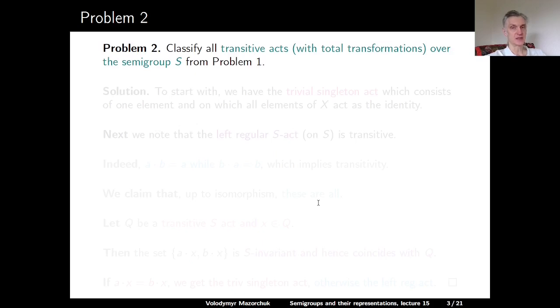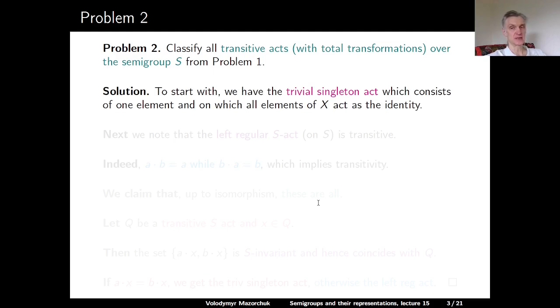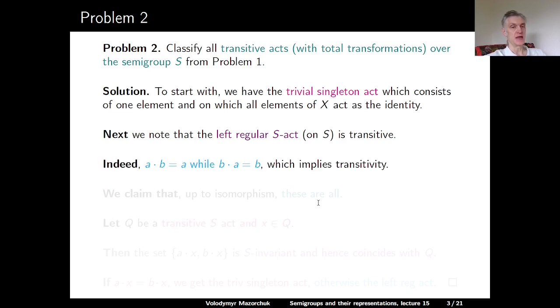Classify all transitive acts by total transformations over the semigroup S from problem 1. So to start with, we have the trivial singleton act, which consists of one element, a singleton, and on this element all elements of S act as the identity. Next, let us note that the left regular S act S is transitive. Indeed, A times B is A, and B times A is B. So starting from any element and multiplying with a different element, we go to the other element.